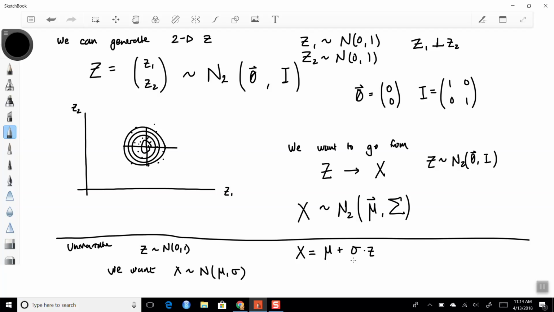Okay. Or if we wanted sigma squared, we would do mu plus sigma times z, okay? And so this will give us a hint of how we should go about doing something like this. We're going to take our z's and multiply it by something and add something to it so that the resulting value, the x, will have this property.